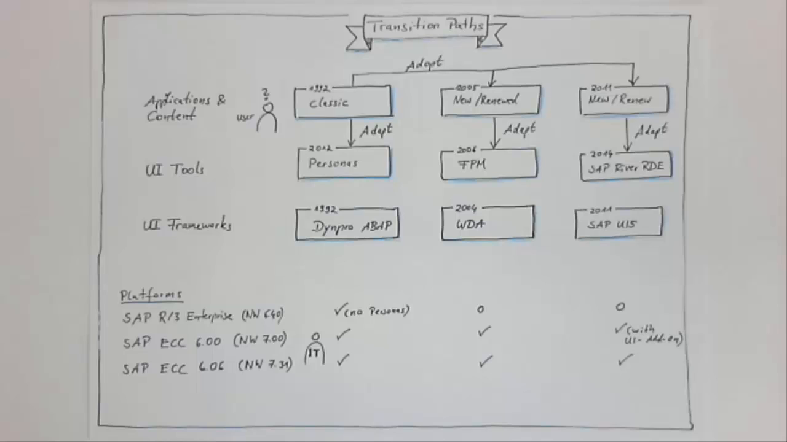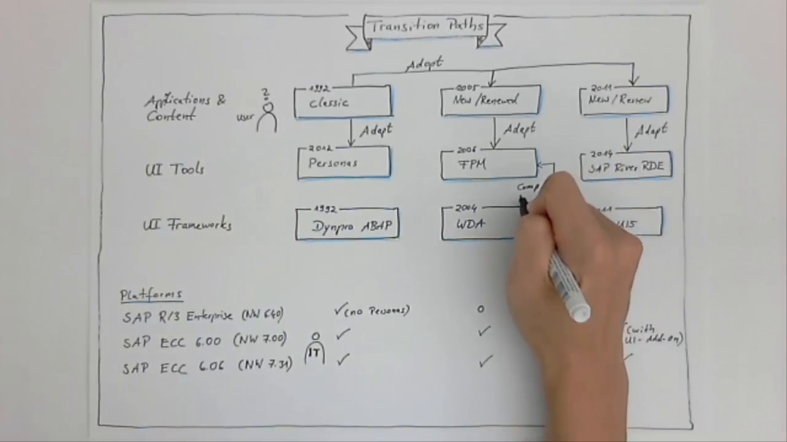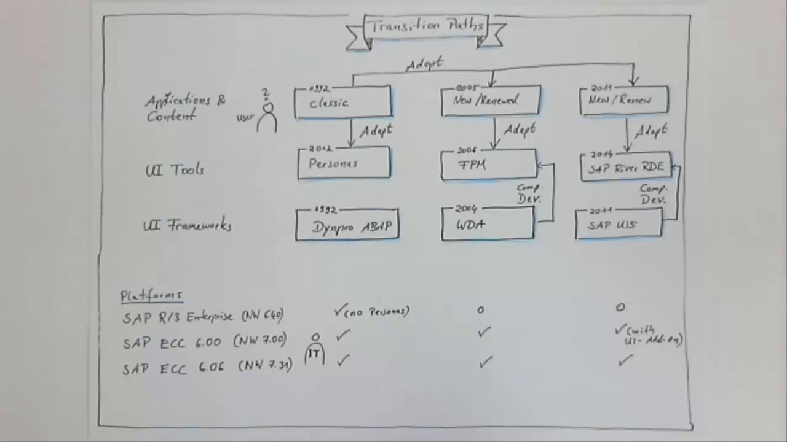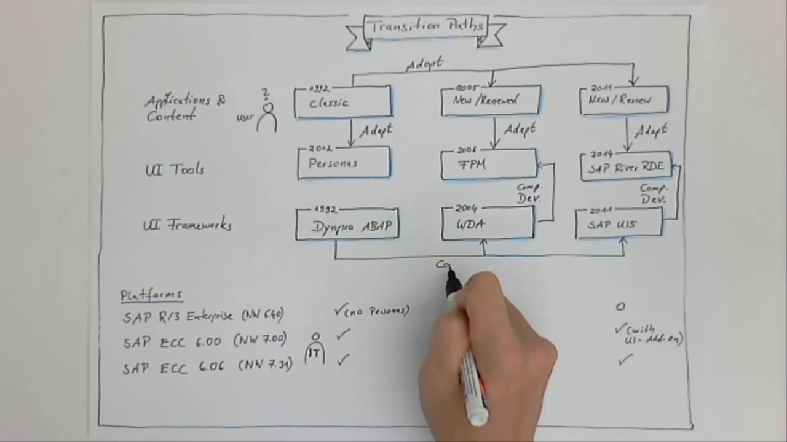In cases where you might need functionality that is not delivered yet by SAP, you always have the option of creating your own developments. Of course, you need to weigh up the costs and the benefits here. If you do want to go down this path, however, you have additional options depending on your needs and existing skills. You can leverage the capabilities of Floor Plan Manager or SAP River RDE performing composition-based development. Or you can directly code using the WebDynPro ABAP or SAP UI framework.